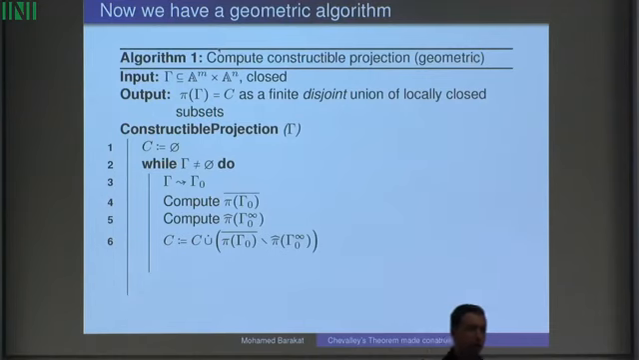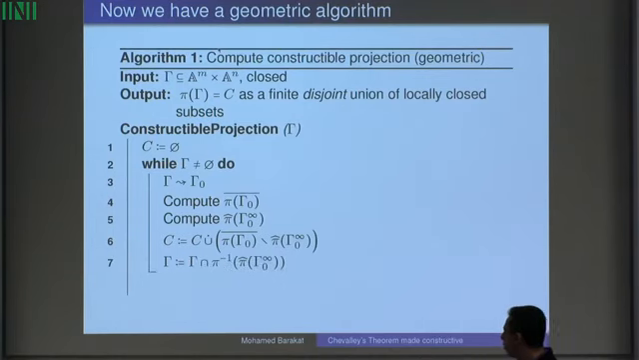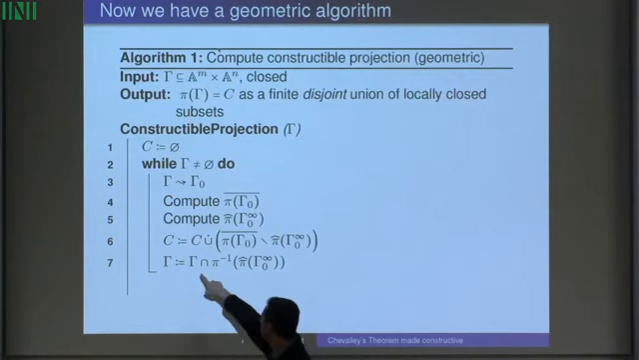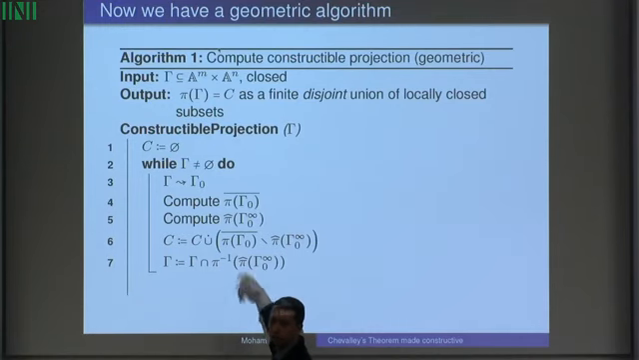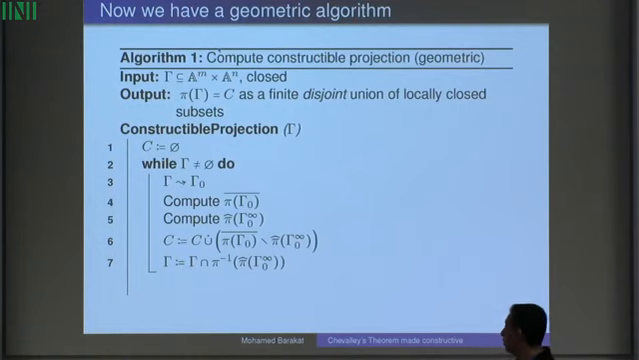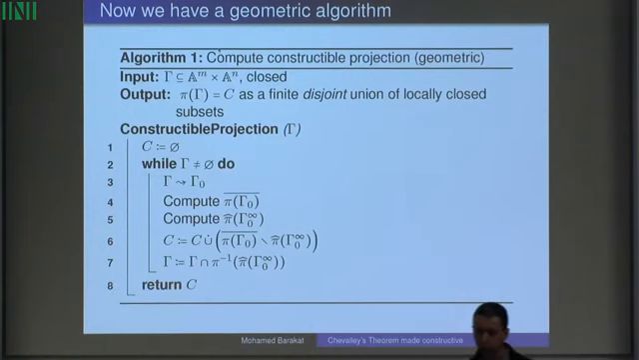And now you go into the induction and just look at the points in gamma which lie above the relative boundary hull. So you take the pre-image under pi of the relative boundary hull. So this is a restriction, and of course everything terminates because you have a Noetherian topological space. And then you return C.